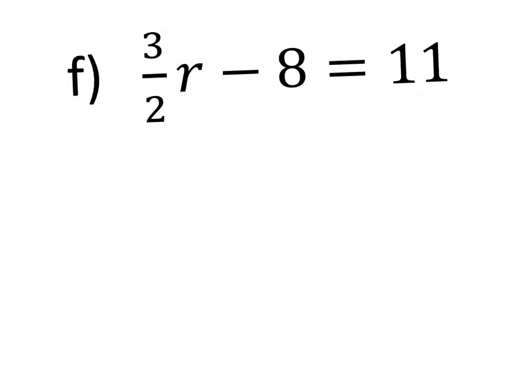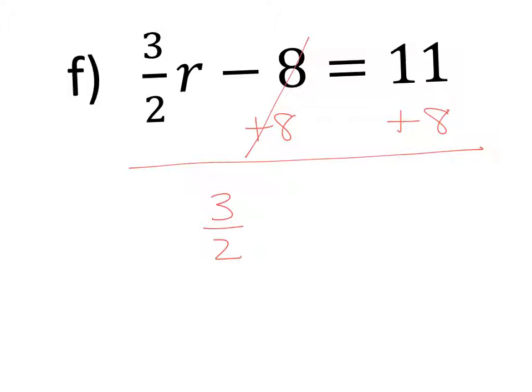All right, so again, we have a small fraction here. So little bitty guy, we worry about the 8 first, okay? So I'm going to add 8 to both sides. So those cancel. So I have 3/2 r equals 19. Now, in this particular case, we're going to go ahead and get rid of the fraction by multiplying by the reciprocal. So we're going to want to multiply by 2/3.